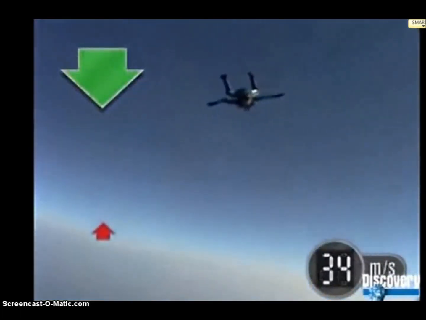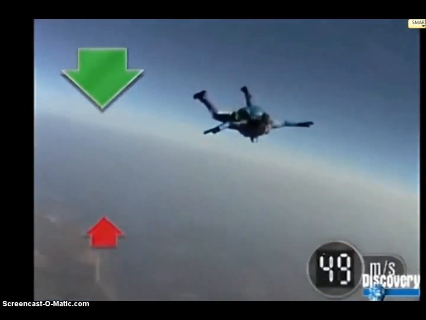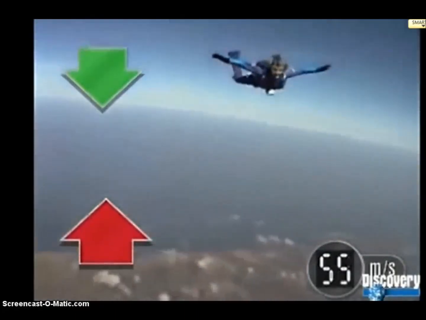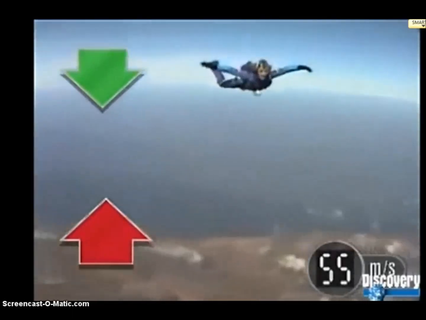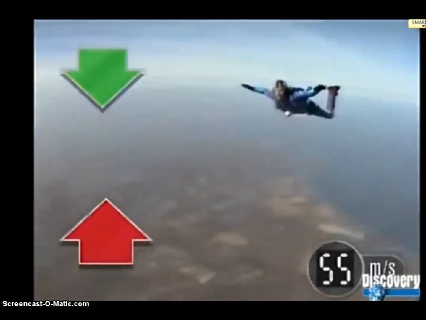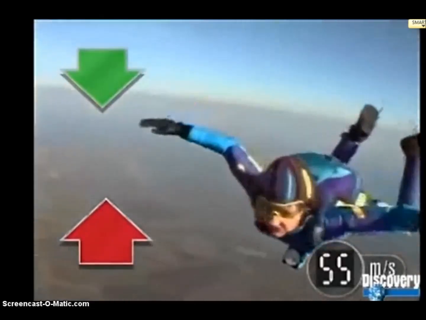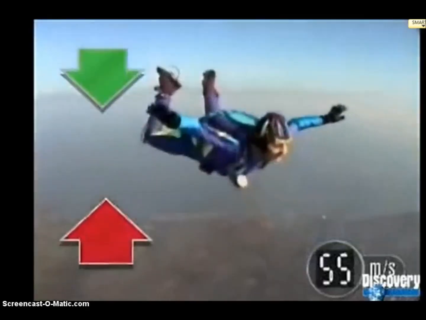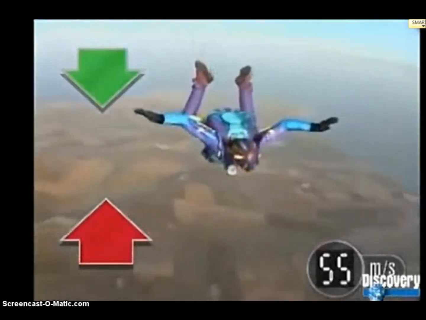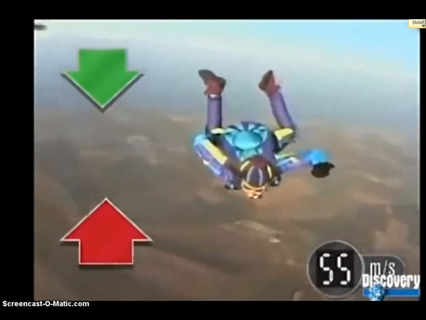But air resistance is acting in the opposite direction. The faster she falls, the greater the air resistance. Eventually, the upward force of the air equals the downward force of gravity. When forces are balanced, the speed remains constant. That doesn't mean she stopped falling. It means she stopped accelerating. She's still doing a steady 55 meters per second, and hitting the ground at this speed isn't a good idea.